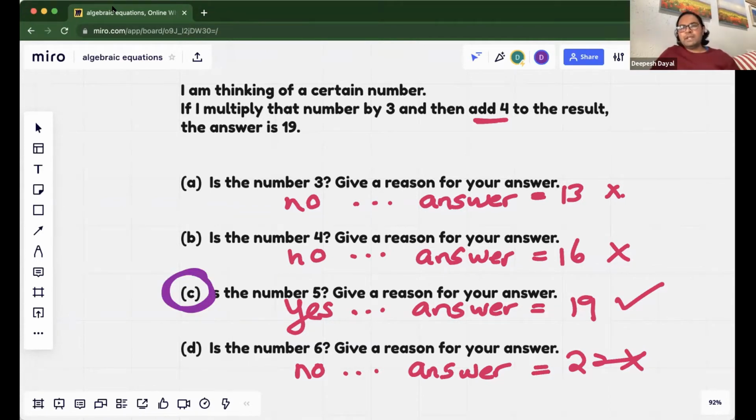Now, say we had to form an equation for this. Some of you in the chat did do it. What's the equation for this? Say we have a certain number and we call that certain number x. What would the equation be? How would we write that out as an equation? You're thinking of a certain number, you multiply it by 3 and then add 4. Some of you are giving answers. I'm just waiting for some others to also confirm that. What will the equation be?